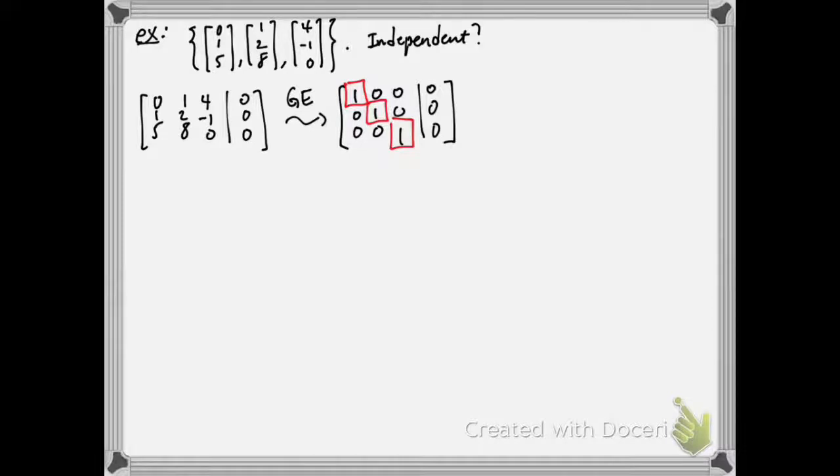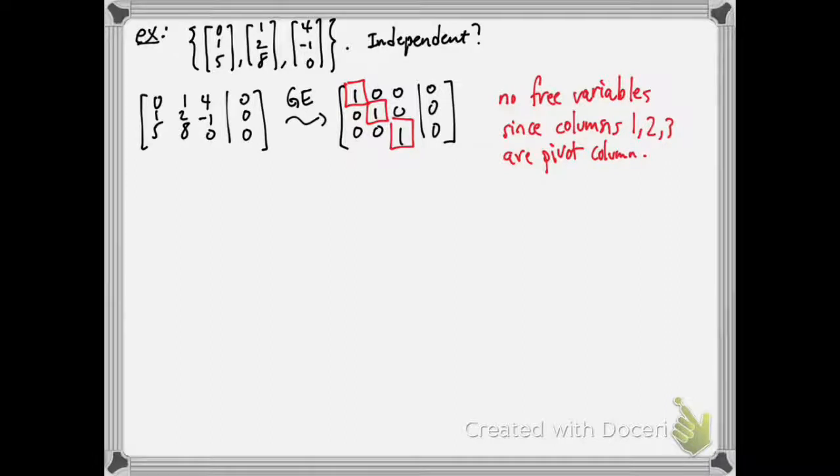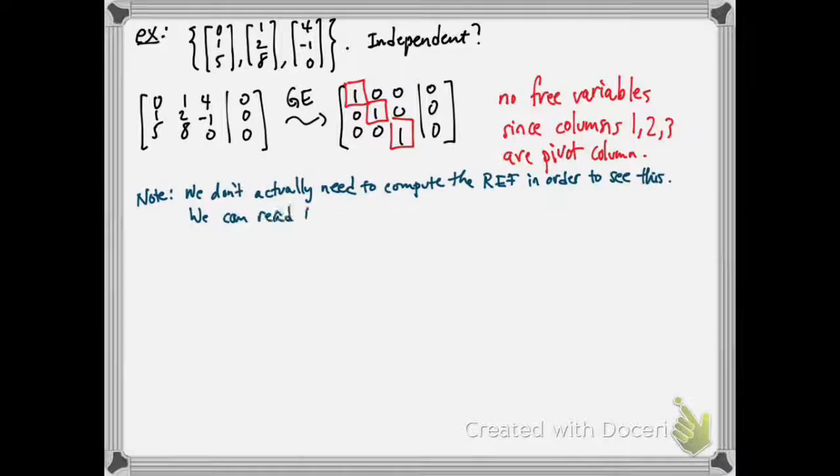And if you notice, this tells us that we have pivots in the first 3 columns, which tells us that there are no free variables because columns 1, 2, and 3 are pivot columns. So x1, x2, and x3 are basic variables. Note, we don't actually have to compute the reduced echelon form in order to see this. We could have stopped earlier at the echelon form and read off all the relevant information because all we need to know are which columns are pivot columns.